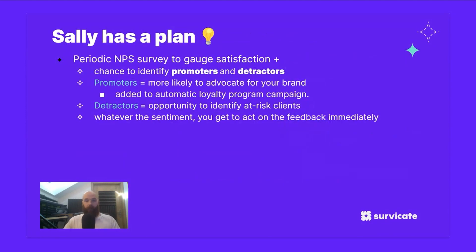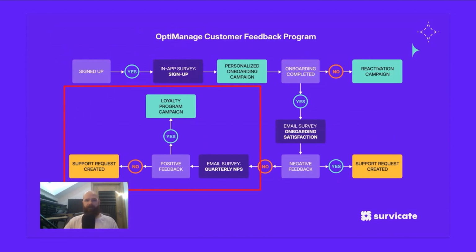Okay. And because Sally also knows that she needs to gather feedback at every stage of the customer journey, the plan here is to send out an NPS survey on a quarterly basis, giving her a chance to collect even more feedback to work with. So whether it's good or bad, right? Now, if you look at the diagram again, you'll notice that depending on the scores of this NPS, whether it's positive or negative, the customers will be segmented into the appropriate group. So promoters, meaning people who score 9 to 10, they're happy and more likely to advocate for your brand. That's why Sally decided that she'll also include them in a loyalty program campaign.